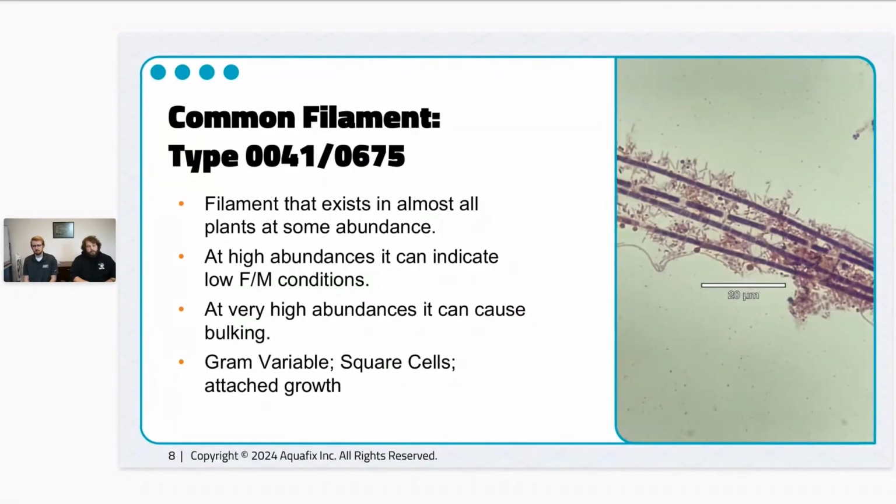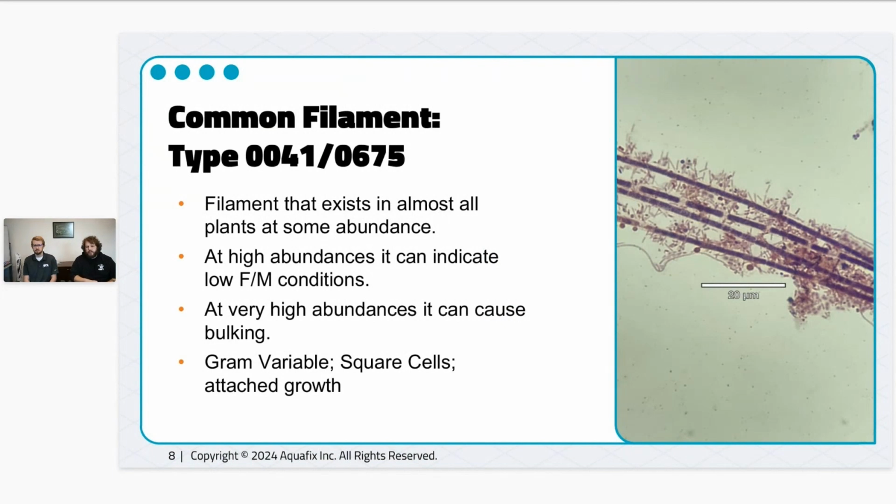So one of the most common filaments that we'll see in a system is type 0041/0675. This is a known low F/M filament. It's one of those filaments that is in almost every system to some extent. It's two different filaments for the record. You have type 0041 and type 0675. They're just so similar that we group them together into one naming system. And the only real difference between these two filaments is that 0675 is slightly smaller than type 0041 in filament diameter, or filament thickness rather.